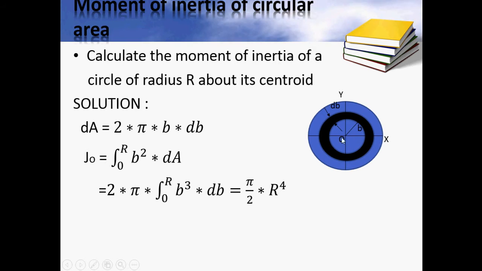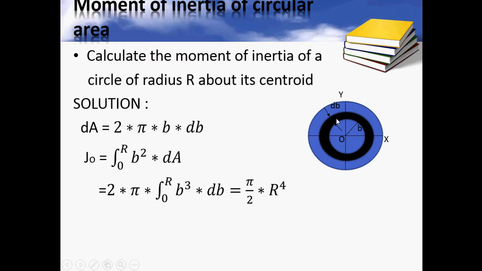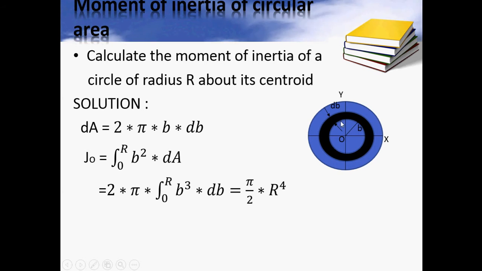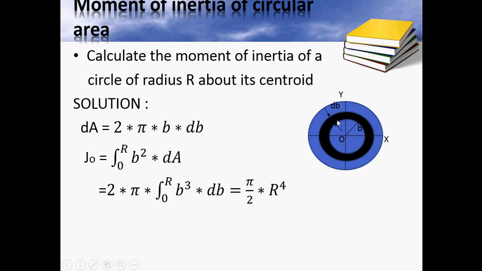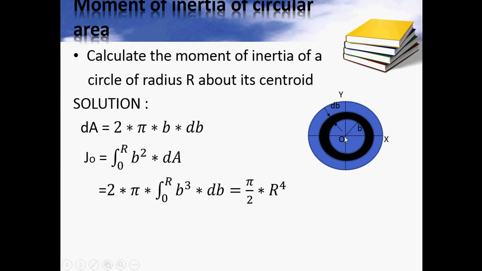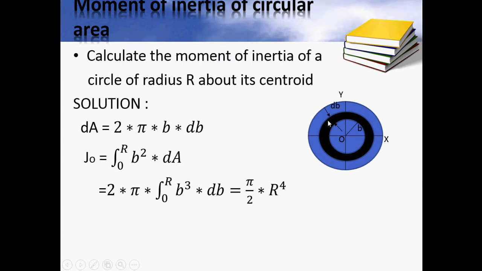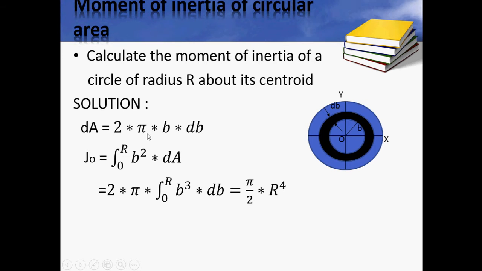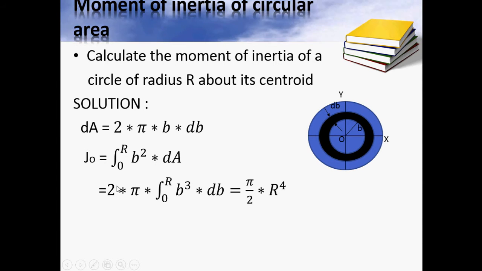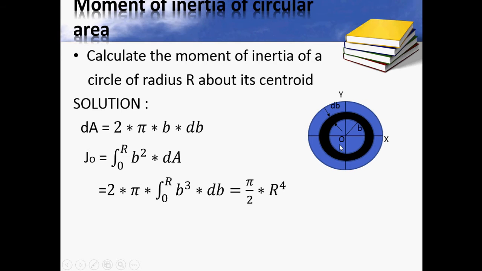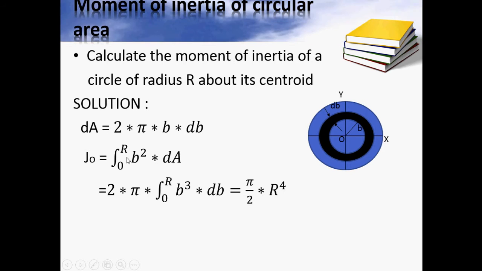Then let us calculate the moment of inertia of a circular area. Let us take a circle of radius r, about its centroid, that is, about an axis passing through the centroid perpendicular to the area. Let us consider an elemental strip which is circular and of thickness dp, and which is at a distance of p from the origin. We have dA is equal to 2 pi p dp.